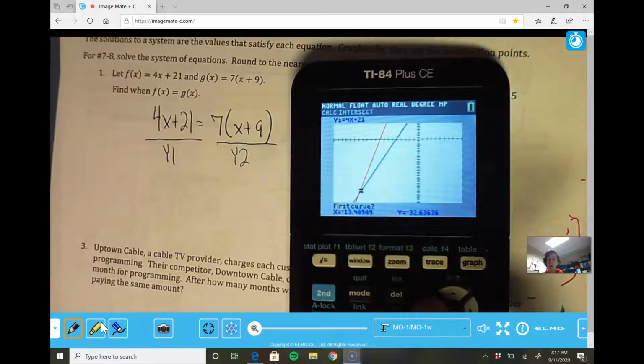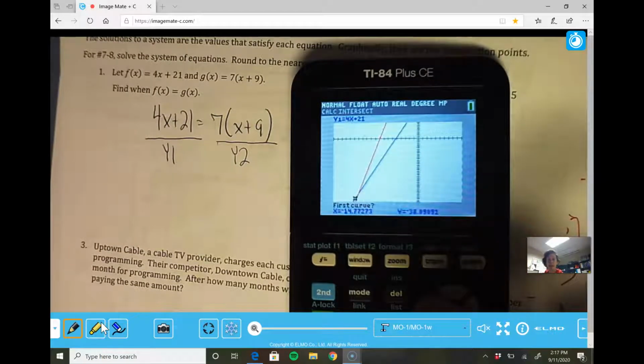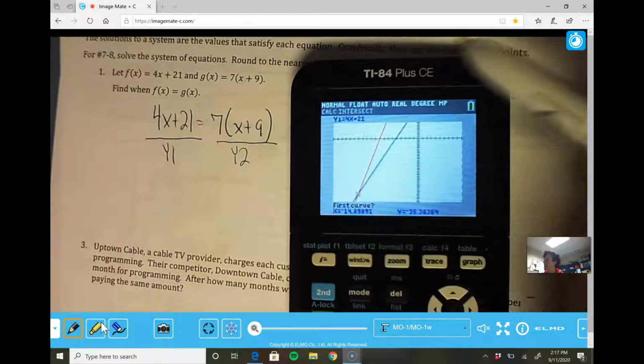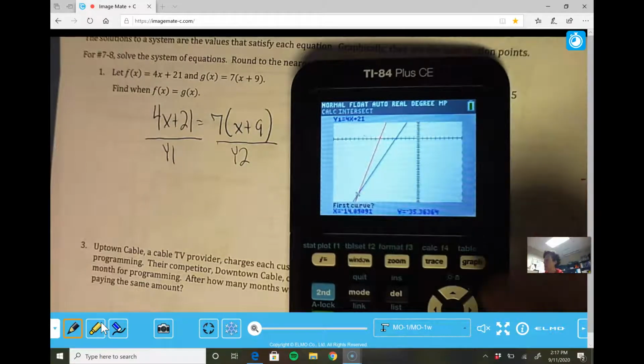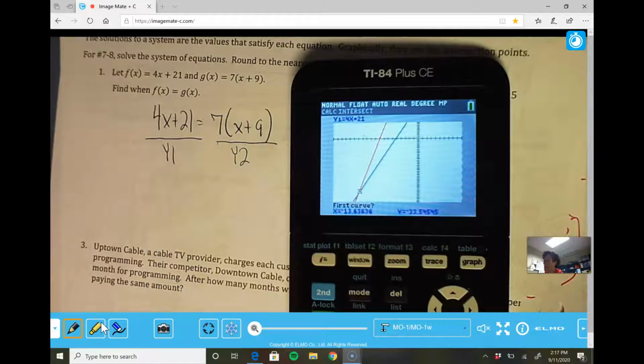If you're using your phone, you have to go to exactly where you think it is, and it's actually going to say left bound, and then you have to hit your left arrow and trap it, and then you go back to where you think it is, because then at the top it's going to say right bound, and you have to hit your right arrow, and then it will give it to you after you hit enter. But this is one of the nice things about the graphing calculator.